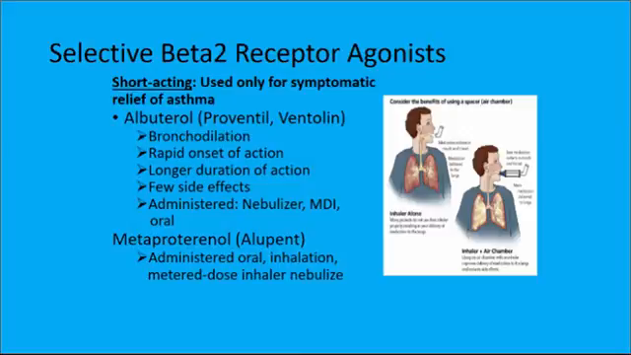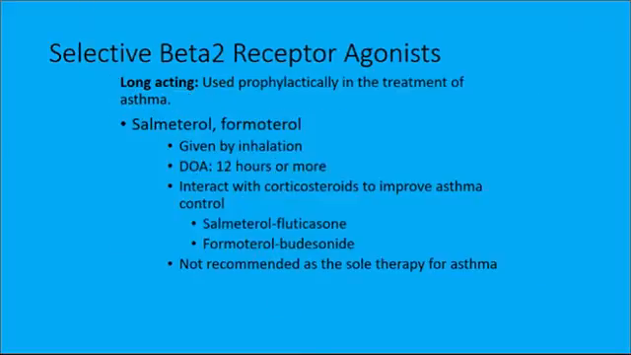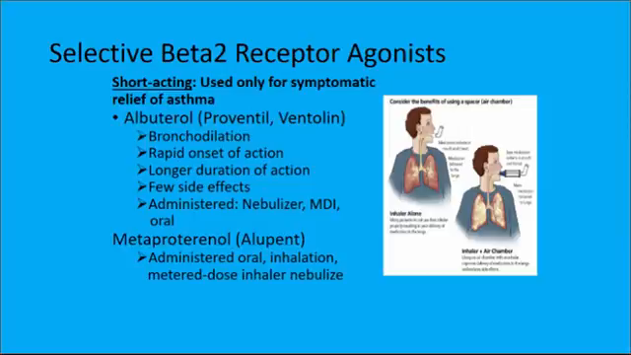Go to the next slide. These are selective beta-2 long-acting, salmeterol and formoterol. Now think of the difference between the two. The first one, I'm going to go back. When you have these selective beta-2 agonists, these are short-acting. They only last maybe 4 to 6 hours. They kick in within a couple of minutes. So those are what you call your rescue inhalers.